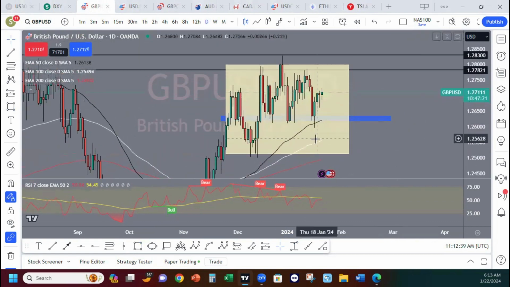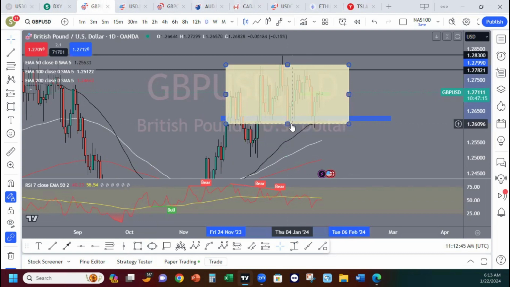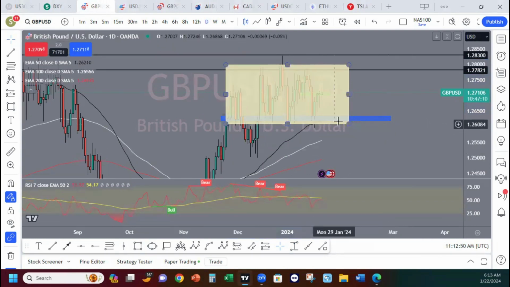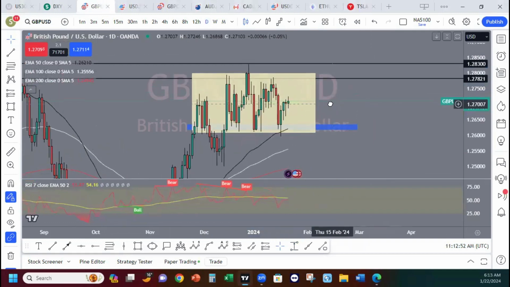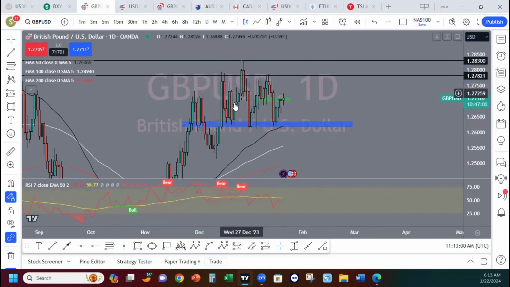Right now, if we look at that area here, what we can see is that price has been consolidating right here. There's a consolidation in this area right now. So most likely price is going to bounce between this. Let me remove that to make it clearer. So price will bounce between this line right here. This is a weekly resistance and the daily support right here.